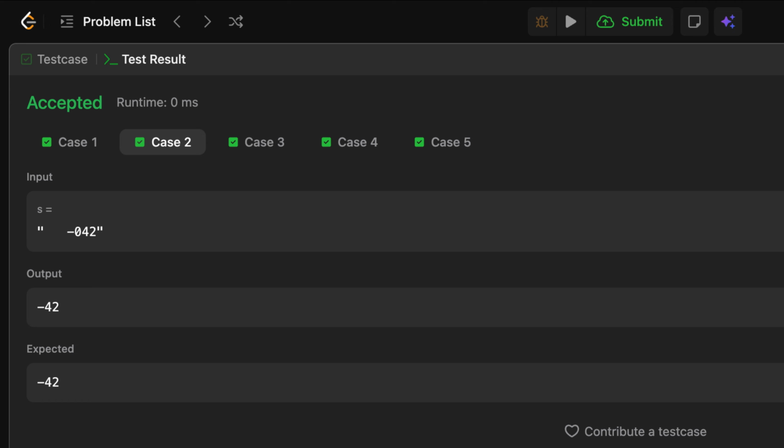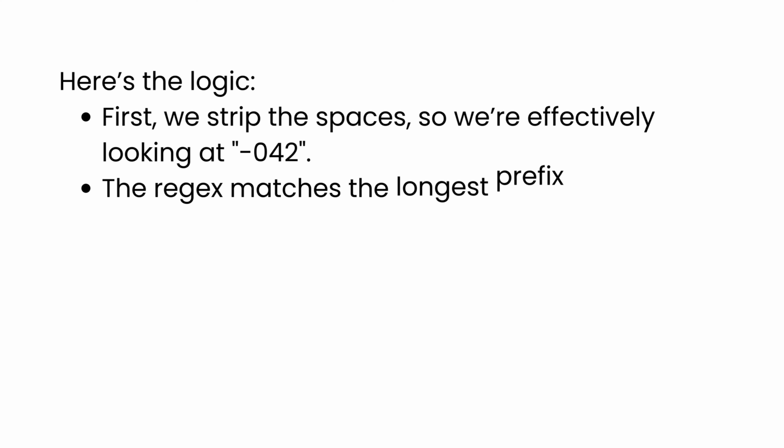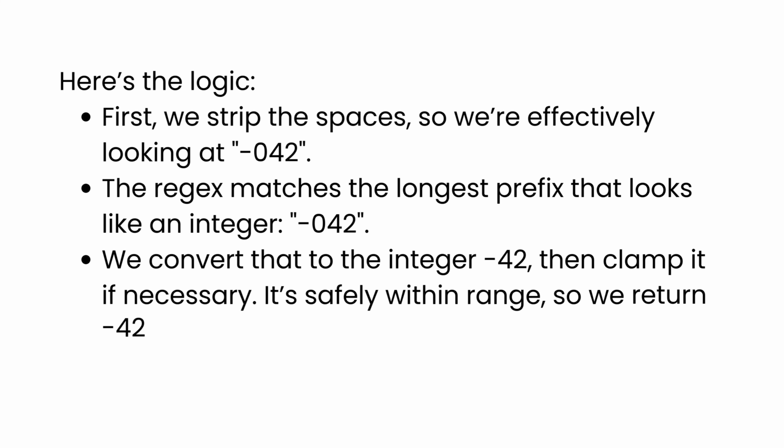Solution 2. Now we try the input, "   -042". This string has leading spaces, a negative sign, and digits with a leading 0, a very common real-world format. First, we strip the spaces, so we're effectively looking at "-042". The regex matches the longest prefix that looks like an integer, -042. We convert that to the integer -42, then clamp it if necessary. It's safely within range, so we return -42.